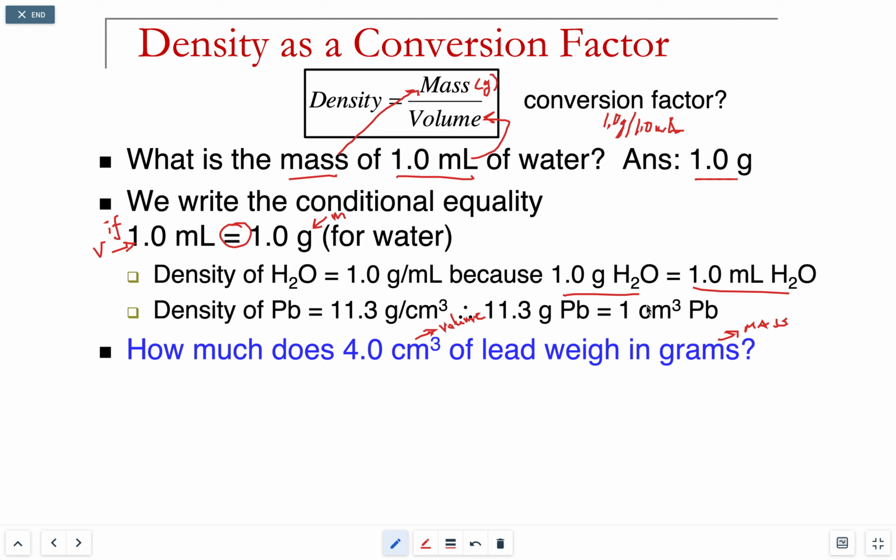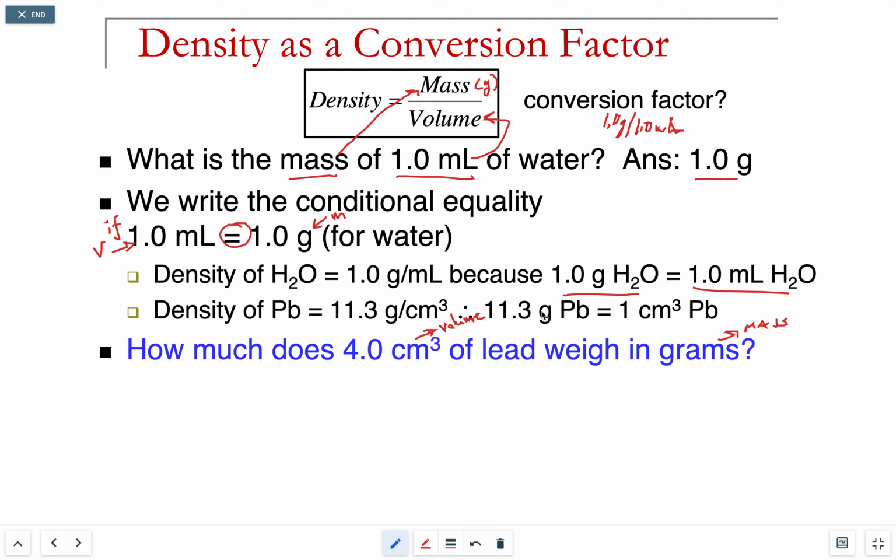Now, if you look at the relationship, you can look at this as a ratio. 1 cubic centimeter of lead is to 11.3 grams of lead, as 4 cubic centimeters of lead is to how many grams of lead?